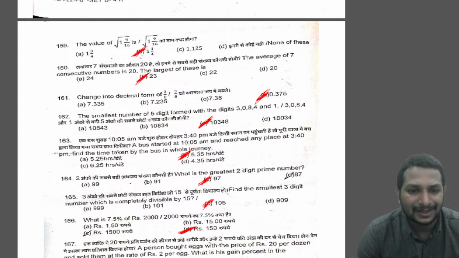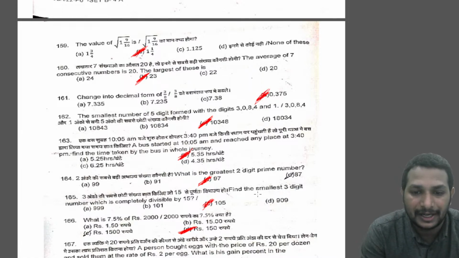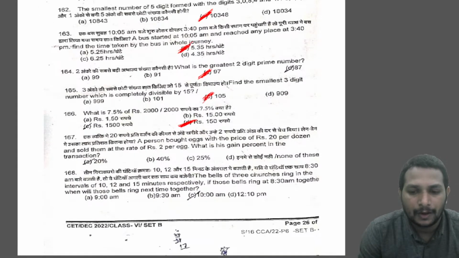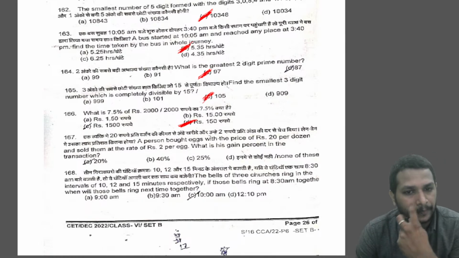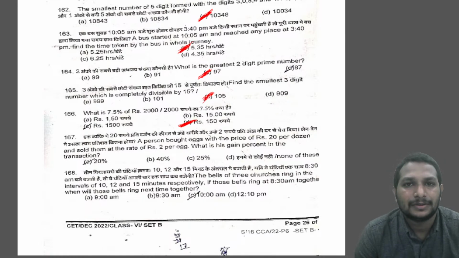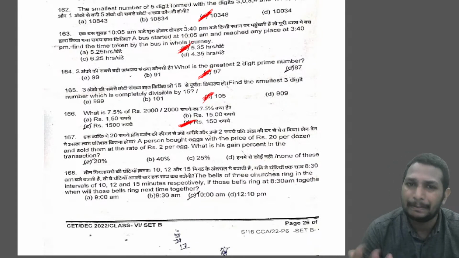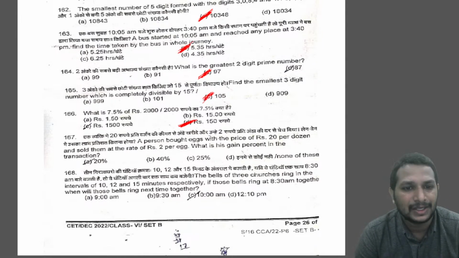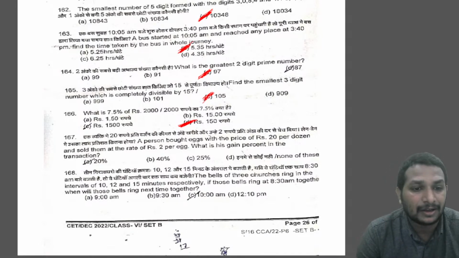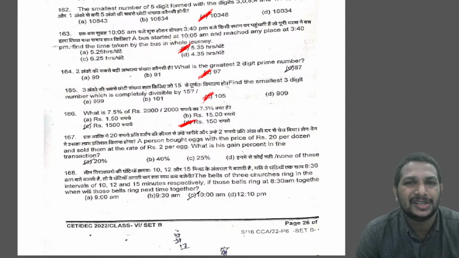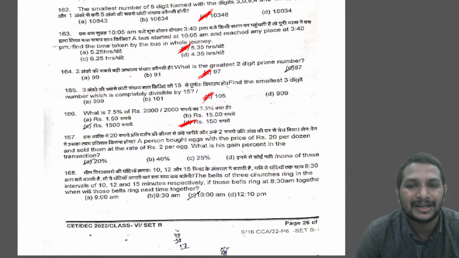Now let's go for question number 167. Here they gave: a person bought eggs at a price of 20 per dozen. Dozen is nothing but 12 pieces, 12 articles. We use the word dozen. So he bought a dozen eggs for 20 rupees. He sold them at a rate of 2 per egg. One egg costs 2. They're asking the gain percentage in this transaction. Let's see.